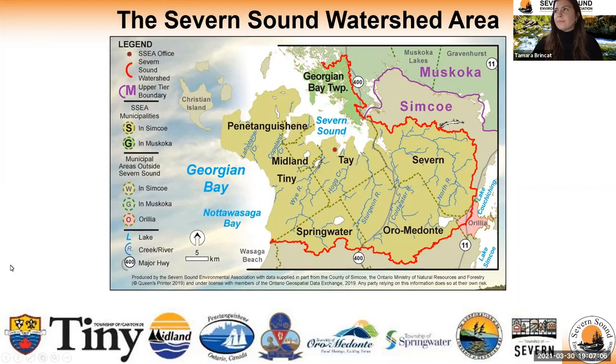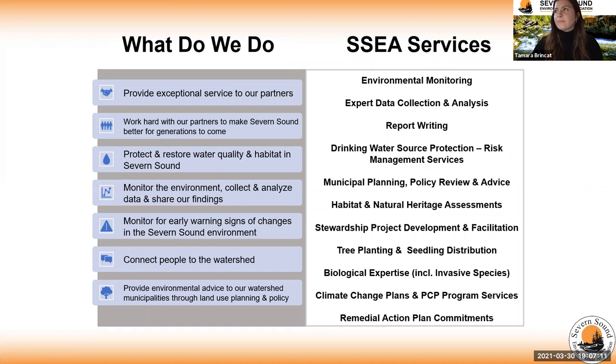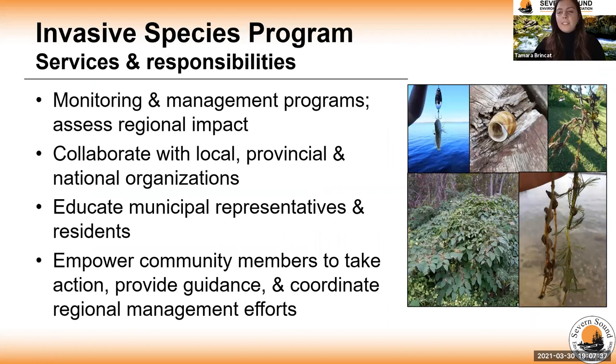So some of the services that SSEA provides to our municipalities are listed here. There's a wide range of services, and I'm not going to go into detail today, but we cover everything from environmental monitoring to climate change plans. And we also have an invasive species program, which is the reason that we're here today. The goal of the invasive species program is to reduce the ecological, economic, and social impact of invasive species in the Severn Sound watershed. This is accomplished through prevention, monitoring, management, and education. And a list of some of our services and responsibilities are listed there.